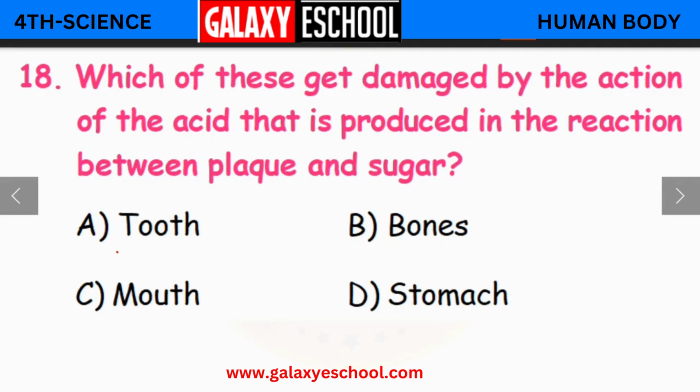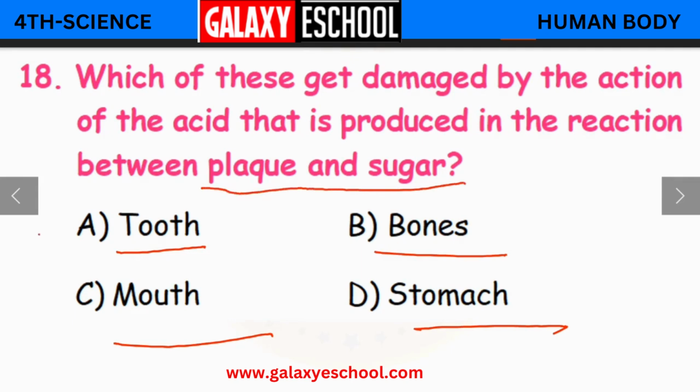So here you are having 4 options, children: tooth, bones, mouth and stomach. Which of these are going to get damaged by the action of the acid? So when is this acid produced? When there is a reaction between plaque and sugar. So when this is there, acid is going to be produced. And because of that, which option is going to get damaged? Is it tooth, bones, mouth or stomach? And the answer is tooth, children.